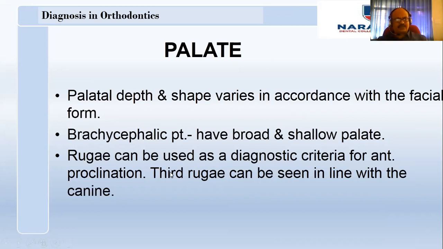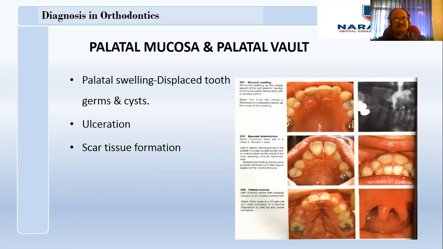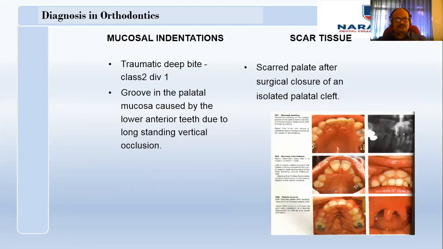The third rugae can be seen in line with the canine of the maxillary arch. It tells whether the patient has a class 2, a class 1 normal condition, or a class 3 condition. So the inflammatory and pathological condition should also be checked. Any scar tissue in the palate indicates previously done surgeries for cleft lip and palate.